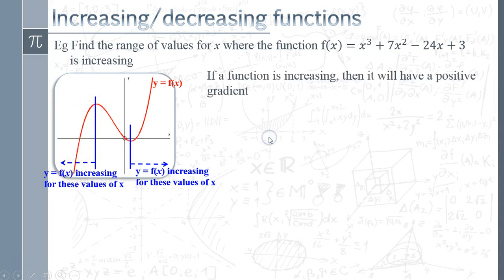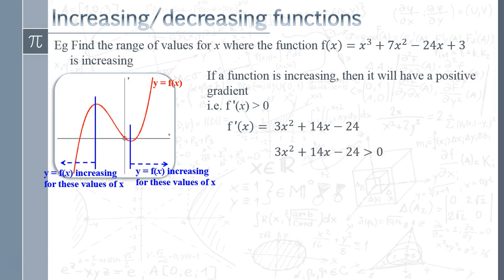So we know that if the function is increasing, then the gradient is going to be positive. So what we're saying is that f dash x, our gradient function, has got to be greater than 0. So let's do the differentiating and see what happens. So here's our function, differentiate it. We're going to get 3x squared plus 14x minus 24. And therefore we're saying that that thing there has got to be greater than 0.